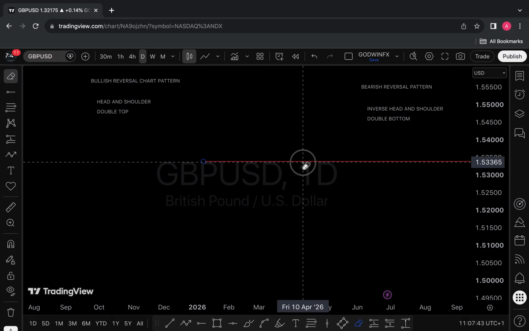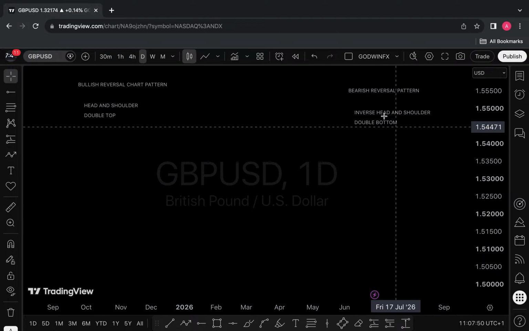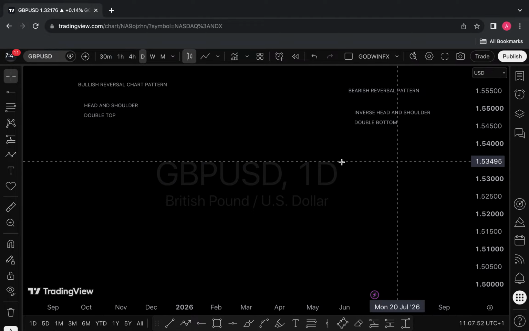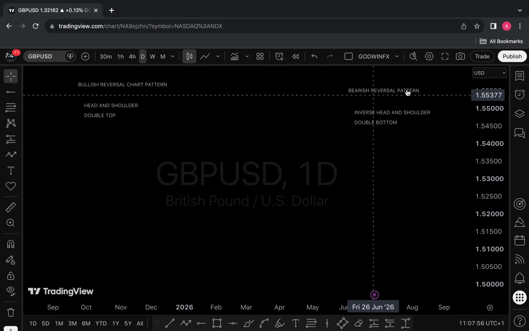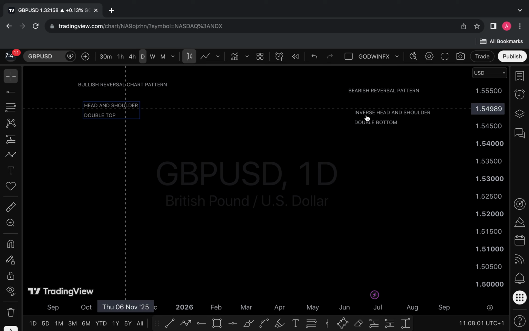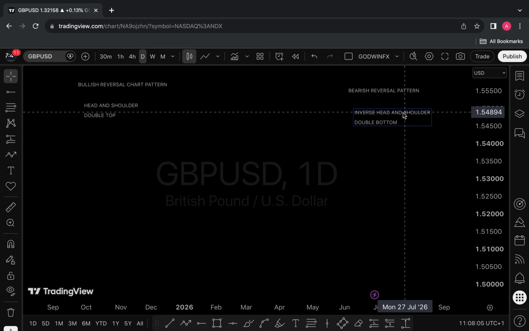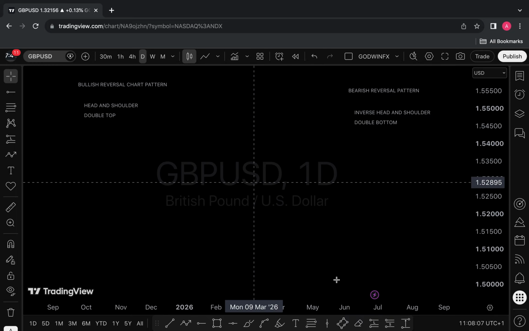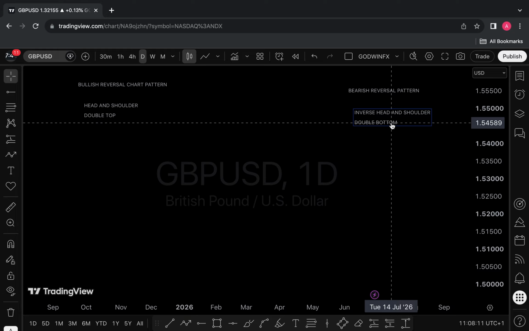So now I want you to give me a schematic example of a bearish reversal chart pattern. That made me believe that you understood what we've been talking about. Obviously, a bearish reversal pattern is the opposite of a bullish reversal pattern. You should be able to give me a schematic of an inverse head and shoulders, and also a double bottom, even without me showing you.